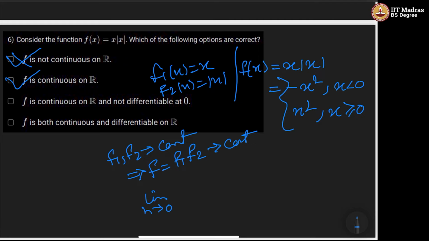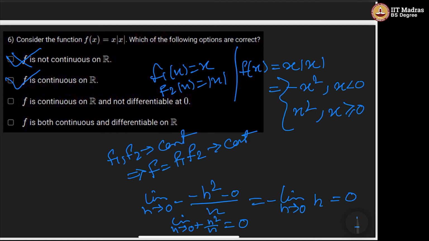At 0 we will check the differentiability. So from the left, it will be minus h squared minus 0 by h, which is minus limit h tends to 0 of h, which equals 0. Similarly, as h tends to 0 from the right, h squared by h will be equal to 0. Hence both the left and right derivatives exist and they are equal, and equal to 0. So the function is both continuous and differentiable.